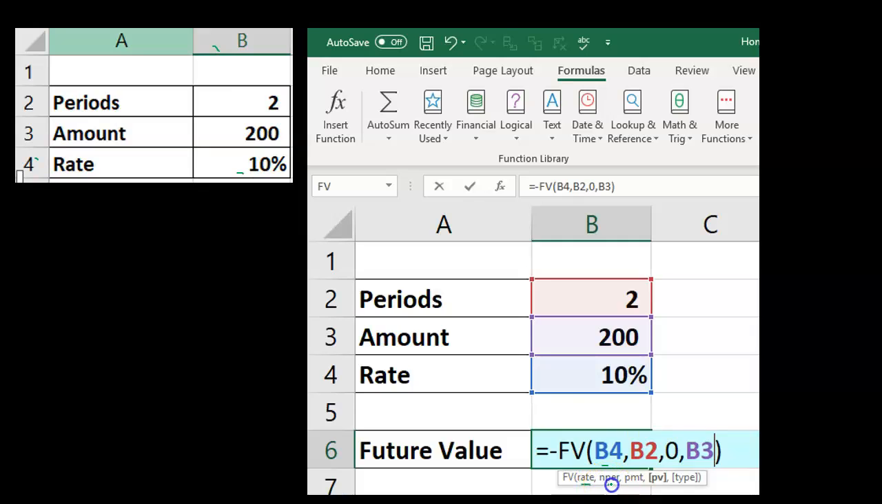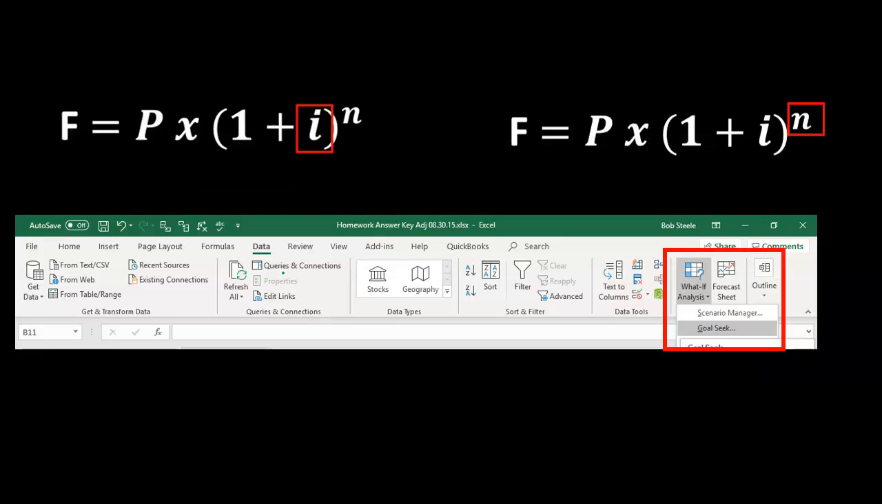Comma just means that it's going to go to the next argument, which is NPER, the number of periods. It's in B2. So that's going to be B2, which is 2 periods. And then comma, and that's going to give us our next argument, which is the payments, which is 0 because it's not an annuity, so we just put in 0 manually. Then comma, and the next item is going to be PV, or present value, in B3, or the 200, and that's what it would look like in terms of just the formula view of this.